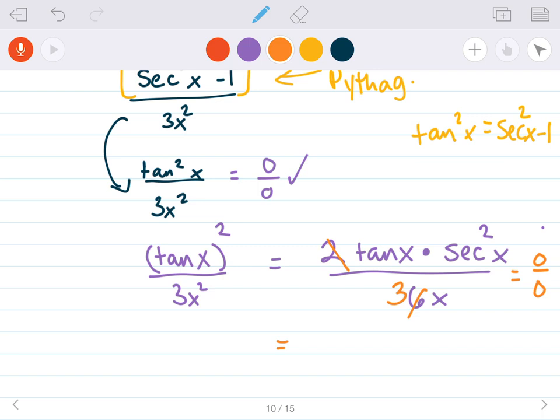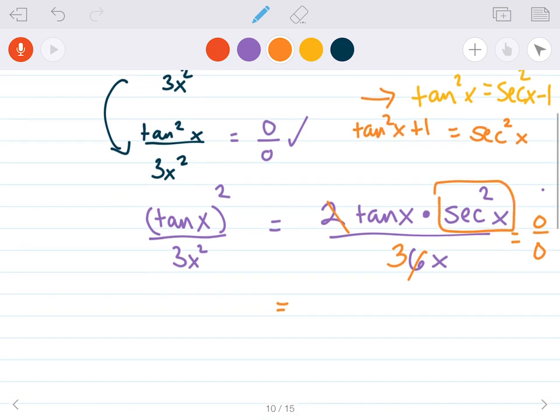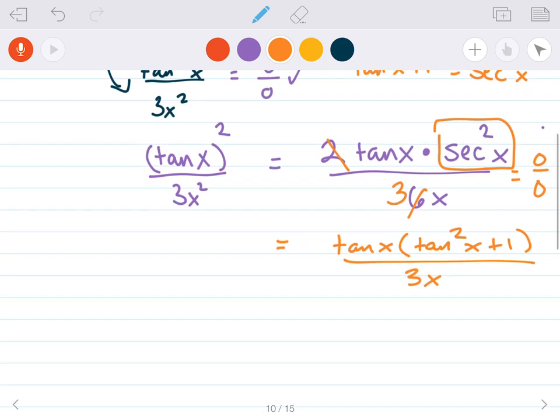So if I look at this and isolate secant squared, this is just secant squared of x equals tan squared of x plus 1. So that's what I'm going to put in here before I differentiate. So this is just tan x, using the Pythagorean identity again, I get tan squared x plus 1 to replace secant squared, all over 3x. That way I'm just in terms of tangent, and this makes it a little bit of an easier problem.